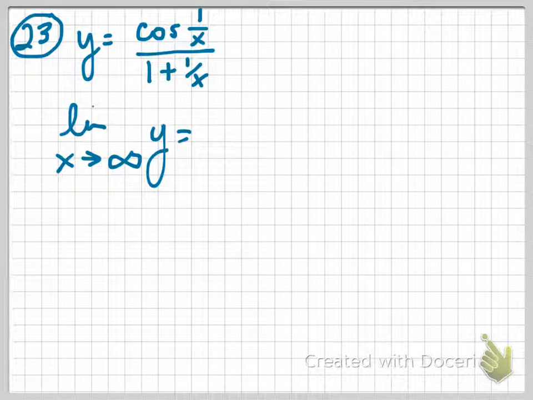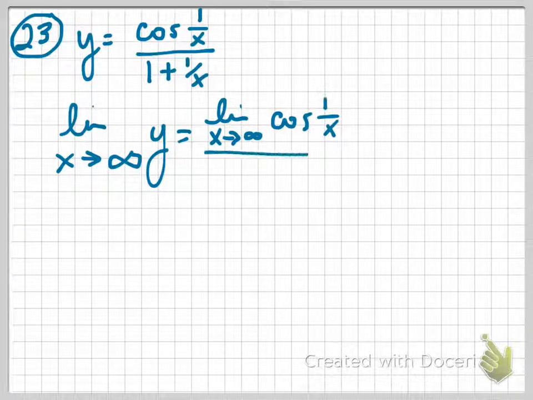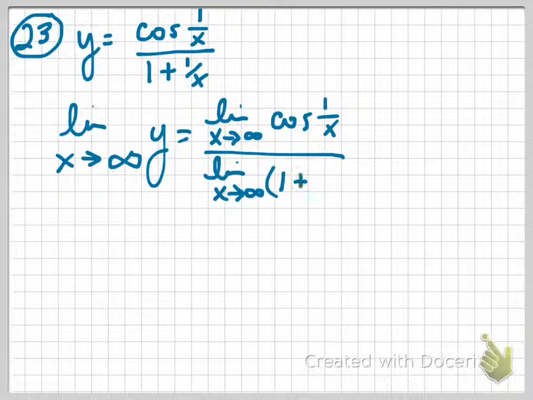Okay. All right. Okay. So now, what does that mean? Since we are taking the limit of a quotient, what is that? Quotient of limits. So I write the limit as x approaches infinity of the cosine of 1 over x over the limit as x approaches infinity of 1 plus 1 over x. Yes?